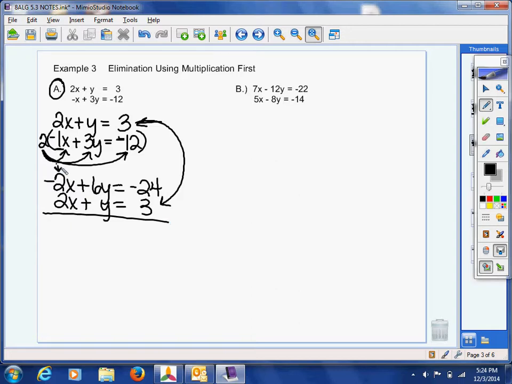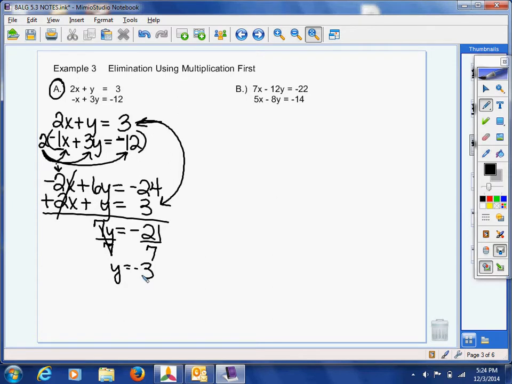Notice right here, they're opposite numbers. Opposites always add up to be 0. So I need to add these numbers. That's how you get rid of the x terms. So let's do 6y plus 1y, that's 7y. And -24 plus 3 is -21. Then divide each side by 7. And we've got y is -3. Perfect. Beautiful. Couldn't ask for better.